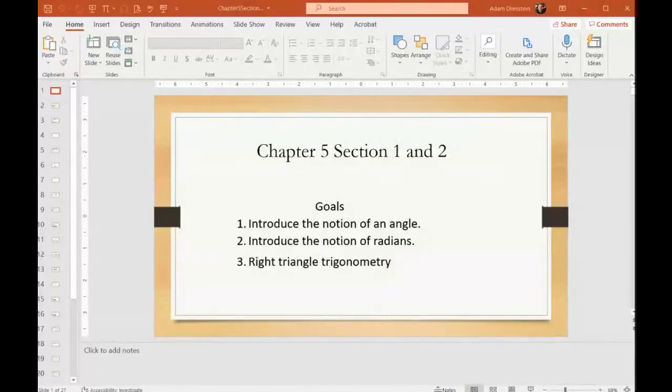Chapter 3. We did finish chapter 3. What was I going to say? We're going to start, as you can see, the next chapter, which is chapter 5.